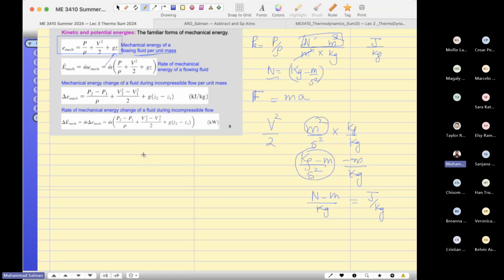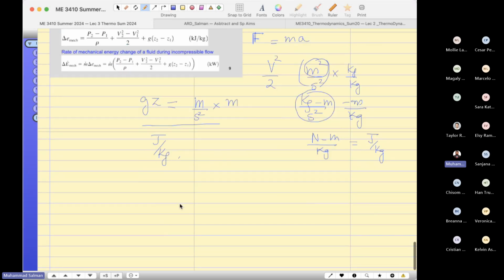Now we're talking about the potential energy. So let's see how the units are consistent. The gravity has a unit of meter per second square, and the unit of height is meter. So this is meter square per second square. It's the same thing. You will do the same math here. So the unit of specific energy, or energy per unit mass, is joules per kilogram.